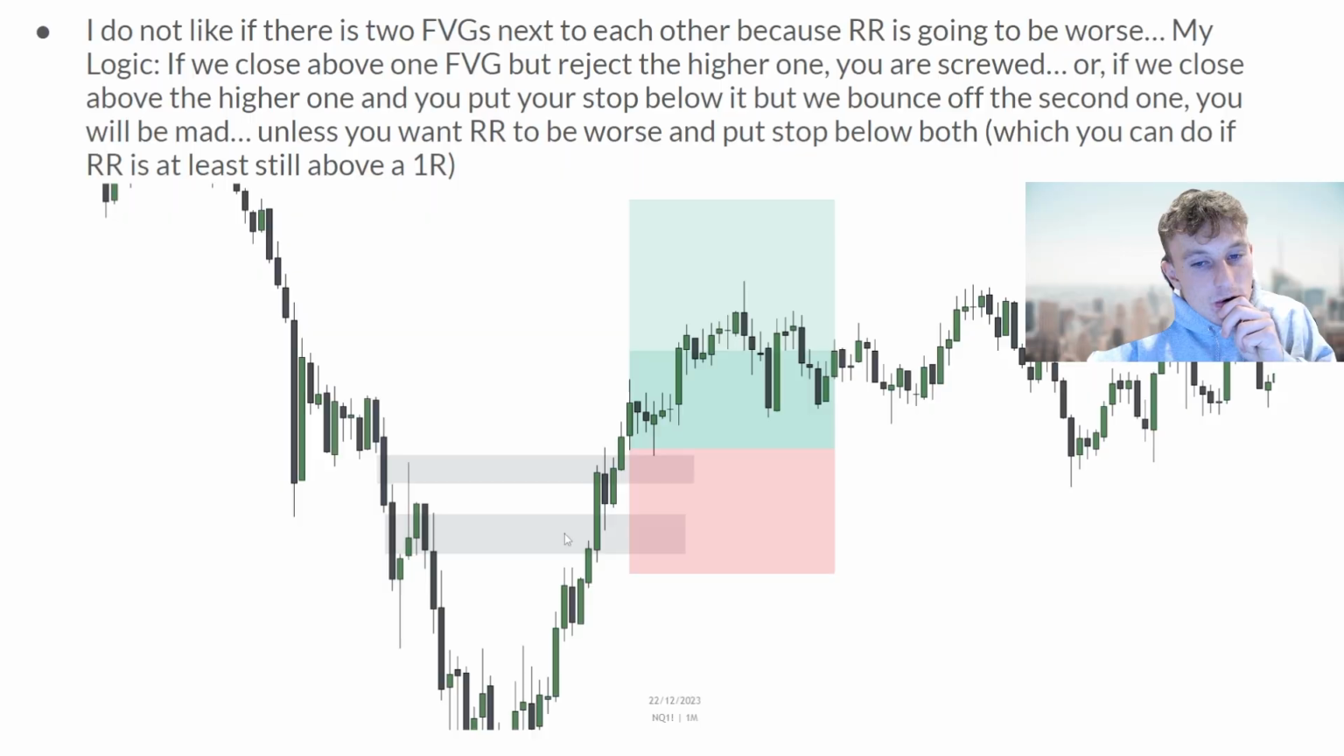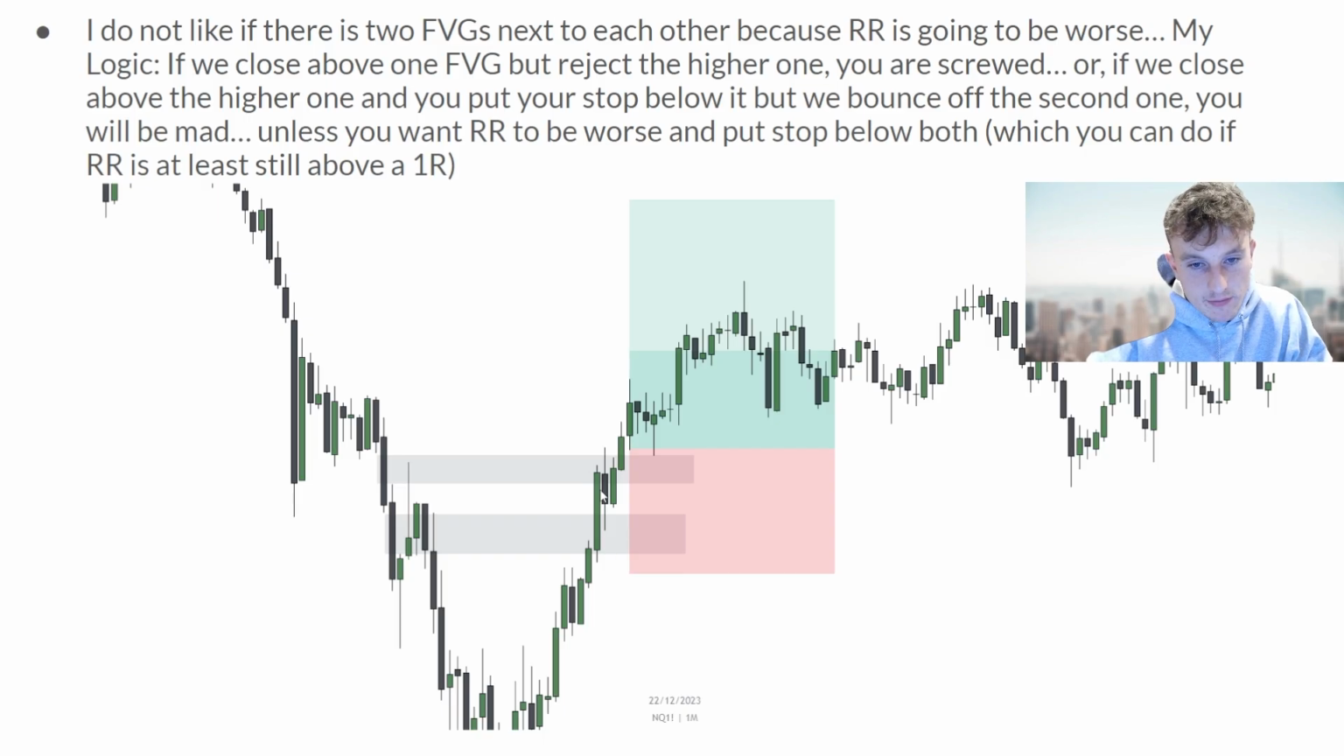If you try to get an entry down here, well, what if we bounce off of this one? So it makes the setup way more complicated with two. I don't like using two that much unless I know the bias, but typically I do not. There's a lot of logic, like, what if we inverse this one, but then you put your stop here and we go here, and so on.